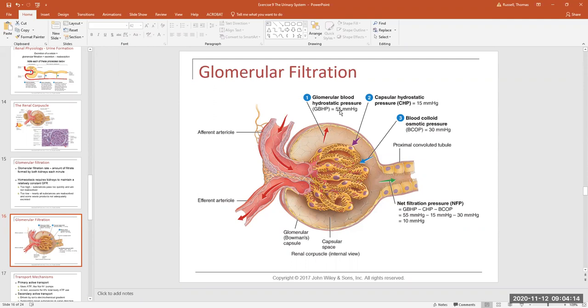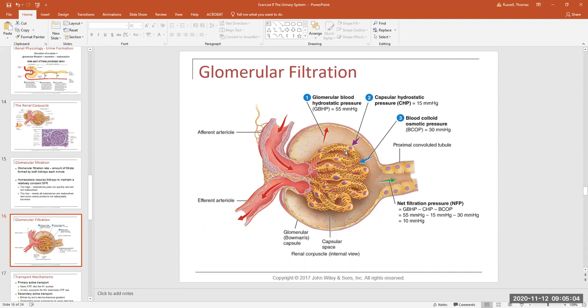Now, to calculate if we're going to filter the blood or not, and that's what we're doing here, we're trying to calculate a number to see if we actually end up with filtration. And we would know we end up filtering the blood if, when we do the calculation, we end up with a positive number. If you end up with a positive number, you always filter. If you end up with a negative number, fluids and solutes are going back into the blood vessel. Well, that does not happen here. Under non-pathological and non-physiological states, so basically in a healthy kidney, fluids and solutes never, ever, ever go backwards into the glomerulus, ever.